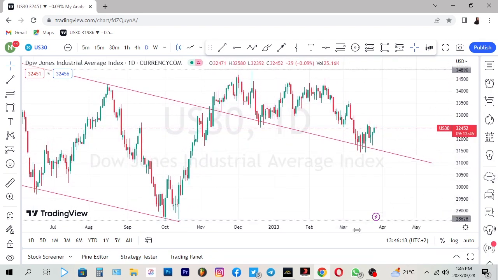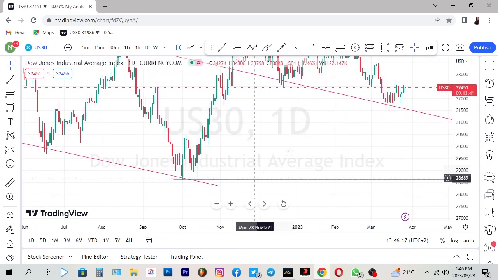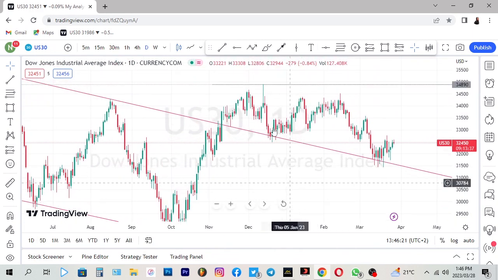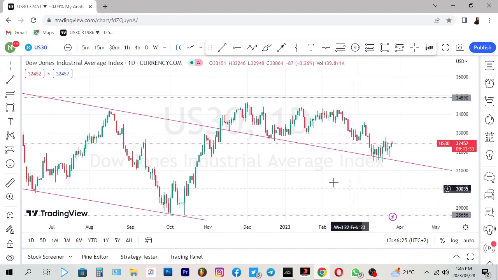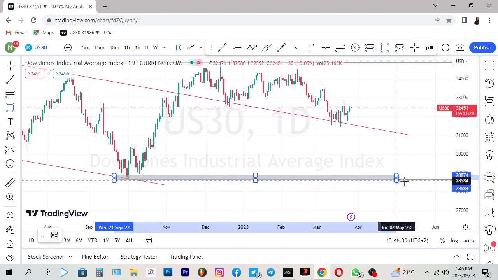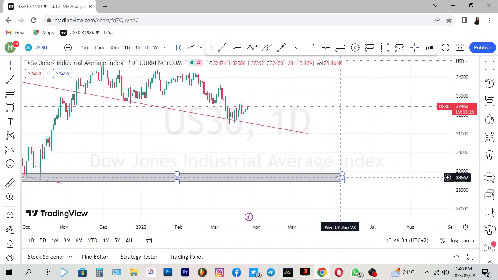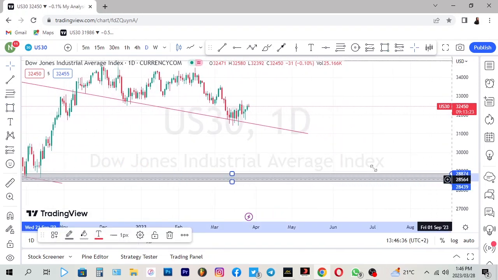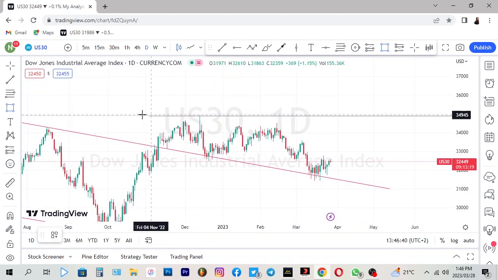We must spot our strong zones. So we can see we have our resistance here, our support here, and our resistance over here. Let me just use a rectangular shape for them to be as clear as possible. We have our strong resistance over here and our strong support over here.